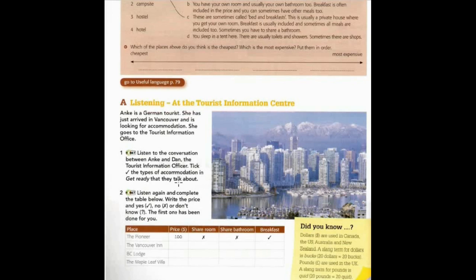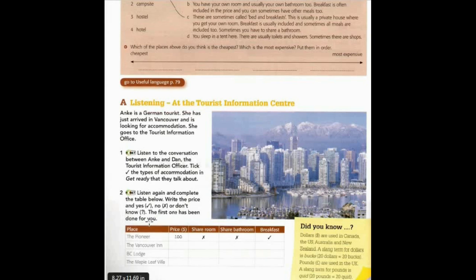These are guest house, hotel, and a hostel. All these are mentioned. They do talk about the guest house, hotel, and hostel. So we need to listen again, and to complete the table below, write the price and yes or no or don't know. The first one has been done for us.